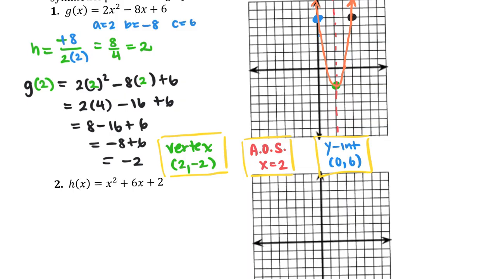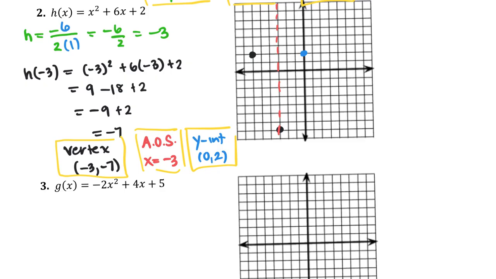Okay, for number 1, my vertex is 2, -2. Axis of symmetry is at x equals 2. My y-intercept is 0, 6, and I graphed it over here. To check my answer, since A is 2, it's opening in the upward direction. It has a stretch of 2, so if I go right 1 up 2 and left 1 up 2, it does look like that lines up with the graph I have.